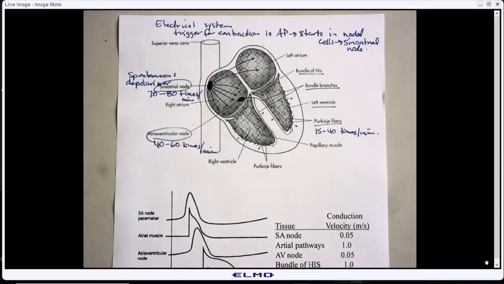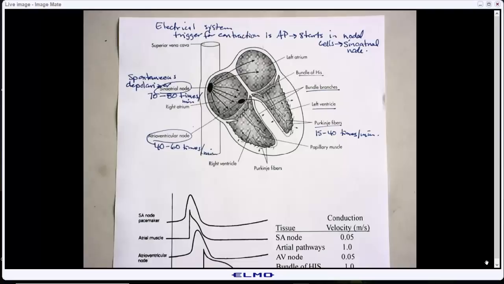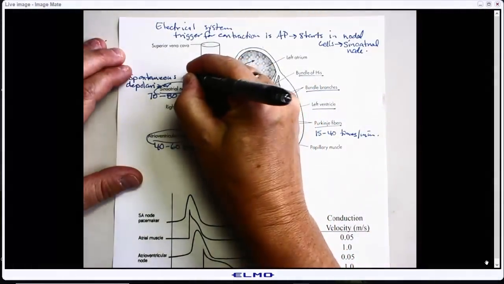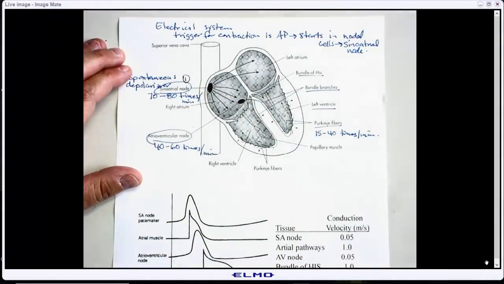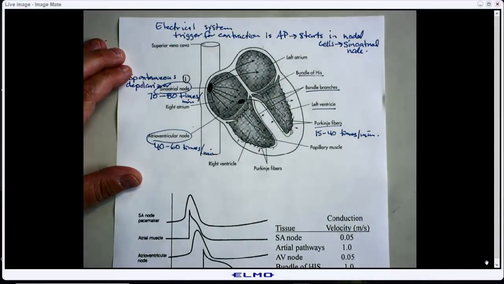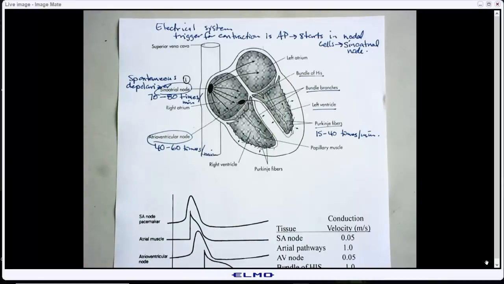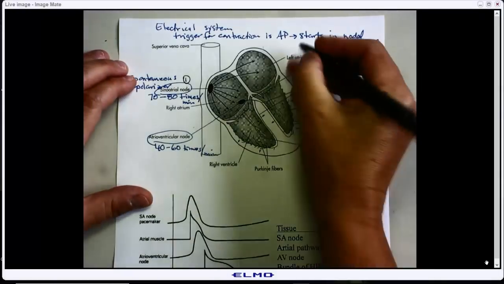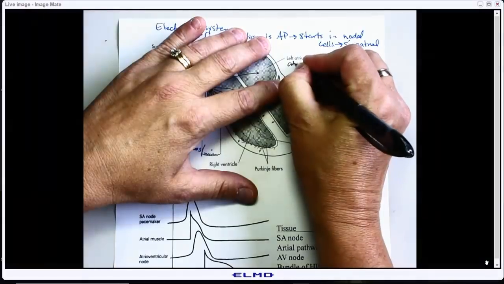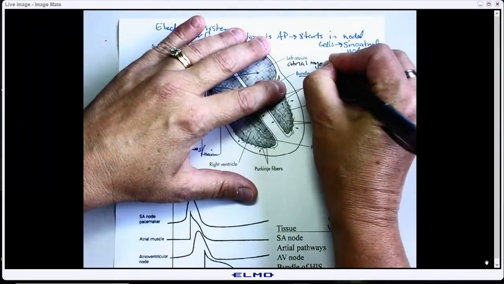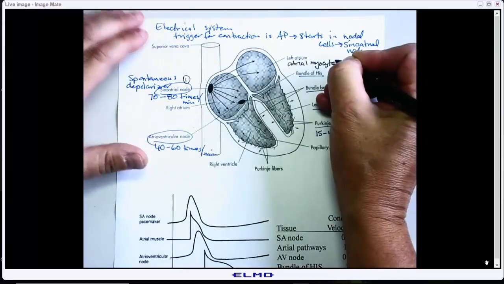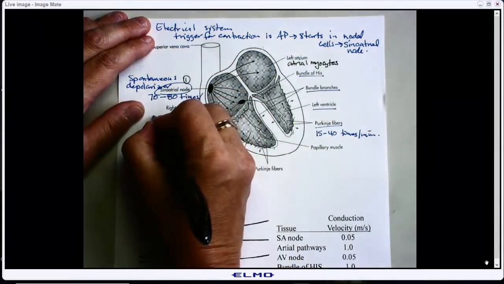All right, so where we got ourselves to on Friday was thinking about the electrical system of the heart, and we talked about spontaneous depolarizers. So we talked about how we had spontaneous depolarization of the SA nodal cells that are electrically connected to the left and the right atrium, so very specifically the atrial myocytes in both the left and the right atria.